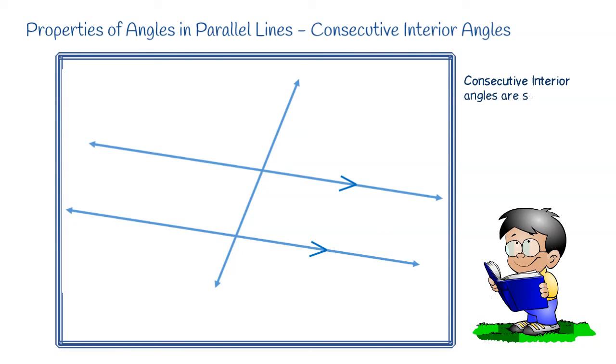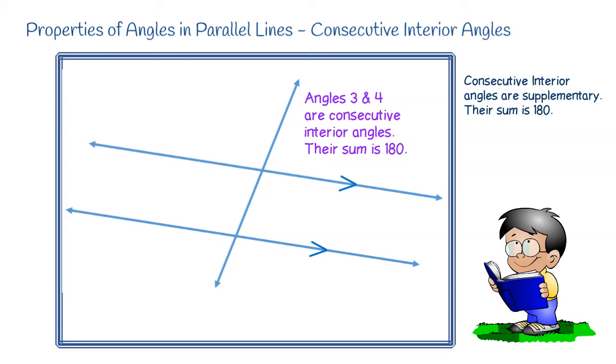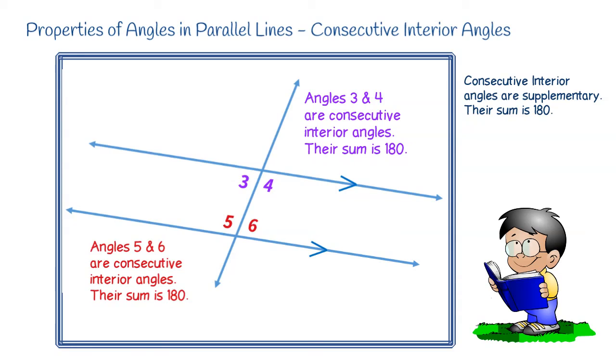Consecutive interior angles. Consecutive interior angles are supplementary. Their sum is 180 degrees. Angles 3 and 4 are consecutive interior angles. Their sum is 180. Angles 5 and 6 are consecutive interior angles. Their sum is 180.